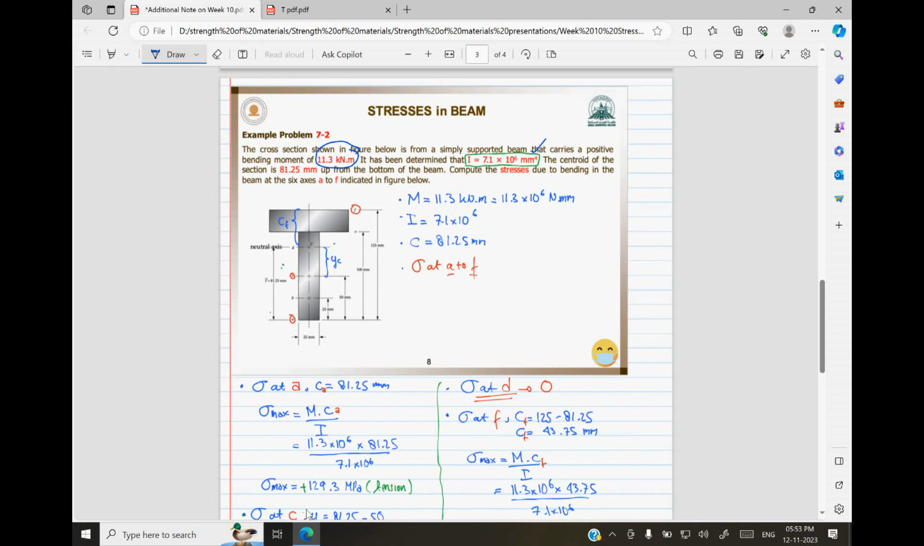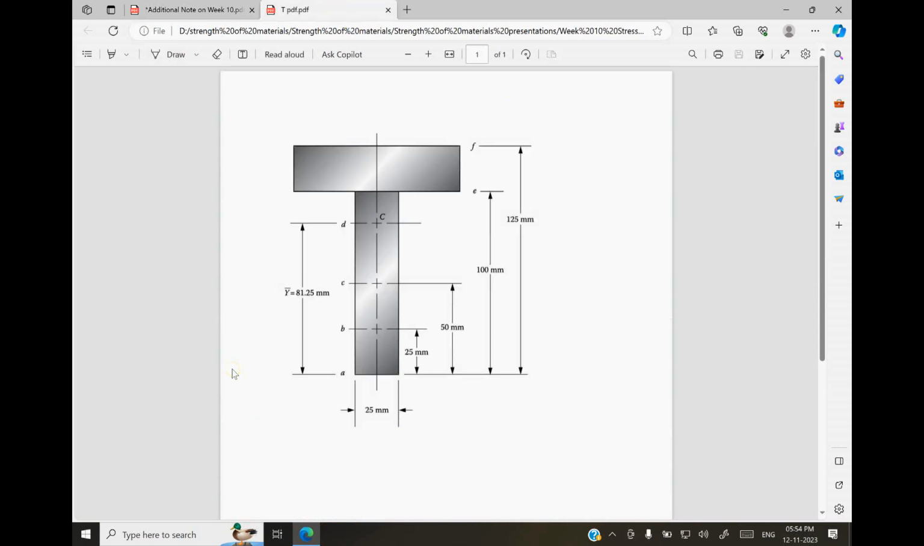Okay, if we have to do the calculation, first we have to find the centroid and then we have to calculate the area moment of inertia. The centroid of the section is 81.25 millimeter up from the bottom of the beam. That is, he is telling me from where? From the bottom of the beam. Let me show you the beam cross section a little bit bigger. See here, the centroid is present here. This distance is 81.25, he is telling me. Okay.